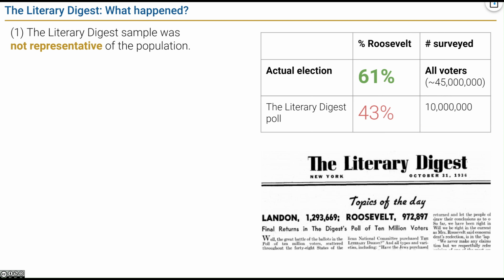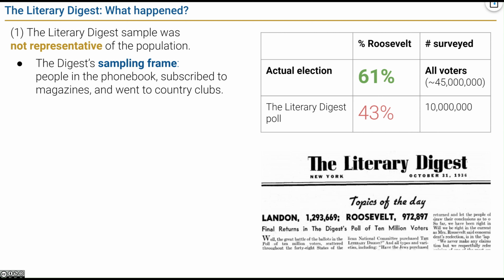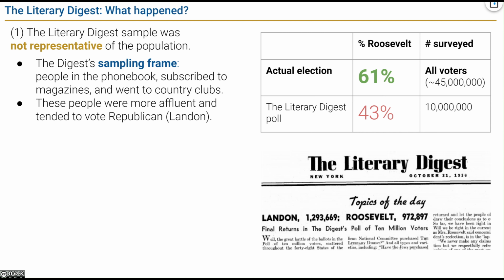Okay, so let's think about some things that went into this problem. The biggest red flag was that this sample was not representative of the population. The sampling frame they were using did not consist of the entire population, and in fact, it was biased because it was people in phone books, people who had subscribed to magazines or went to country clubs, and in general, that was skewed towards more affluent people, and at the time, those people tended to vote Republican.